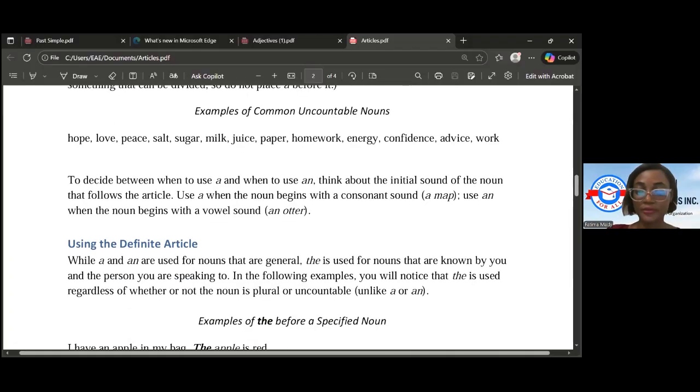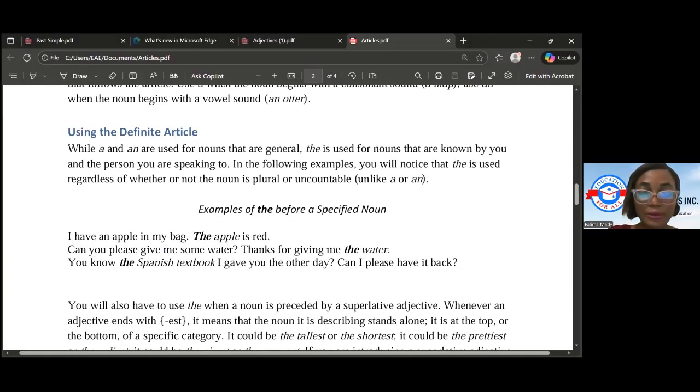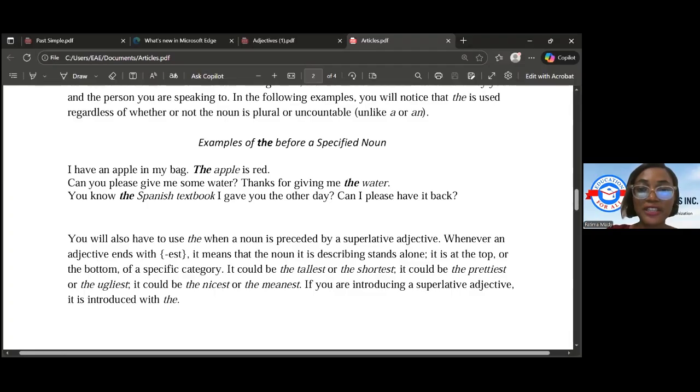Okay. Now, let's move to the definite article, the. Examples of the before a specified noun. Hassan.